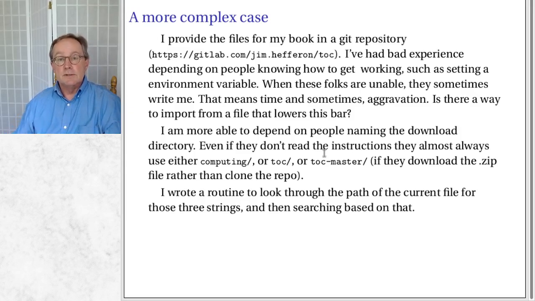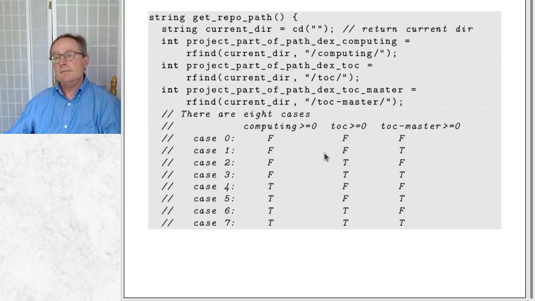So you can see where this is going. I wrote a routine to look through the path of the current file for one of those three strings and then do the searching for my style file based on that. So it's not a very sophisticated file. It's kind of crude, but it will give a person some sense of one of the things I've been trying to say the whole time, which is that it is a regular programming language, at least regular enough for my purposes. So you get the current directory by issuing the command cd with an empty string.